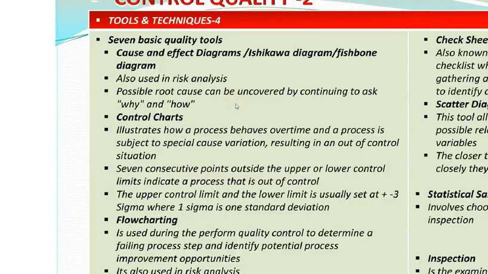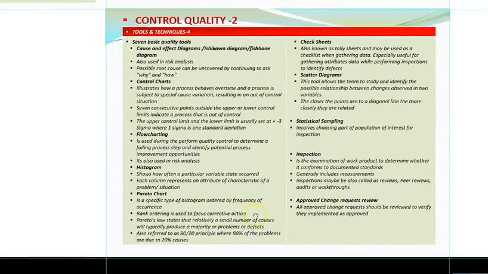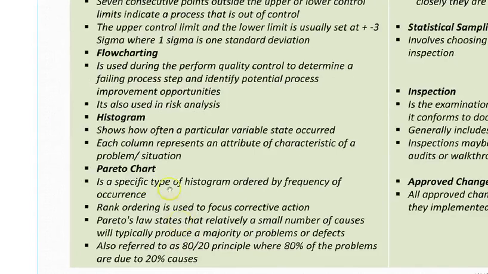What tool and technique, which is from quality control, uses rank ordering? So for rank ordering, the tool and technique that's used is the Pareto chart. Rank ordering is used to focus corrective action. See, just a small little word like that, and then you got to know what exactly are we doing, what process are we in, what tool and technique is that using.